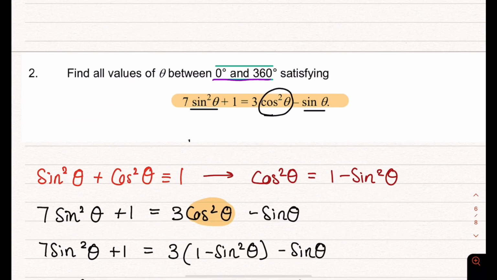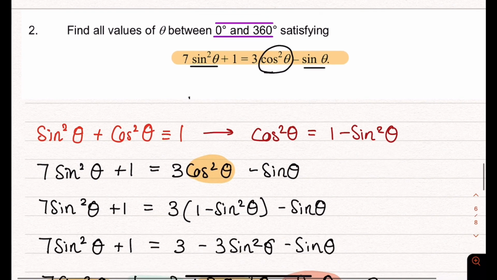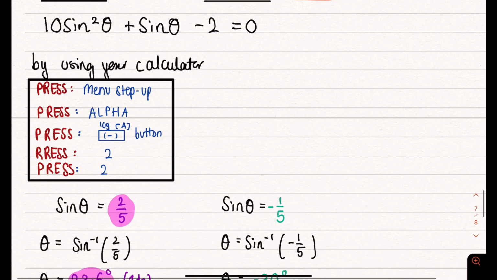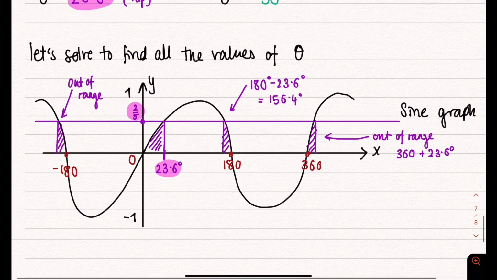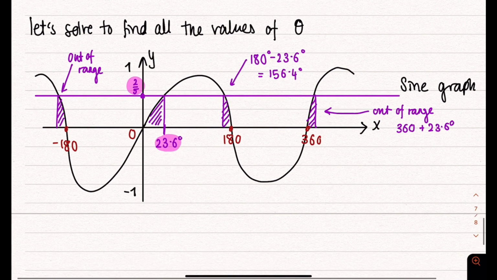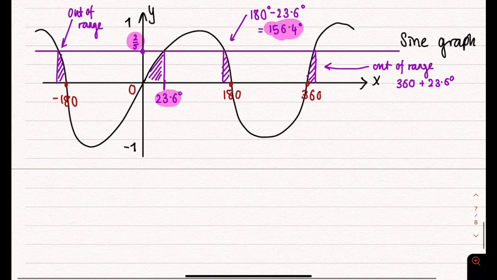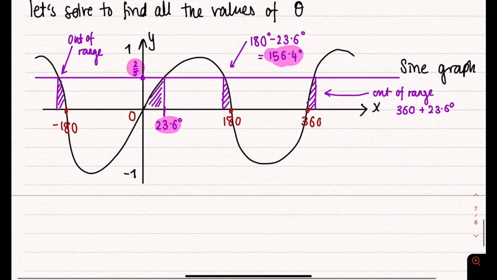So we were told we are only allowed to obtain values between 0 and 360 degrees. So we're not supposed to go below that point or anywhere above that point. So now these are the values we obtained.